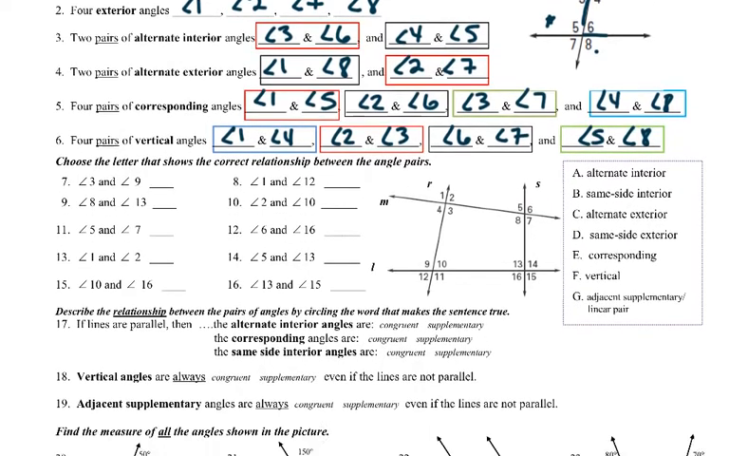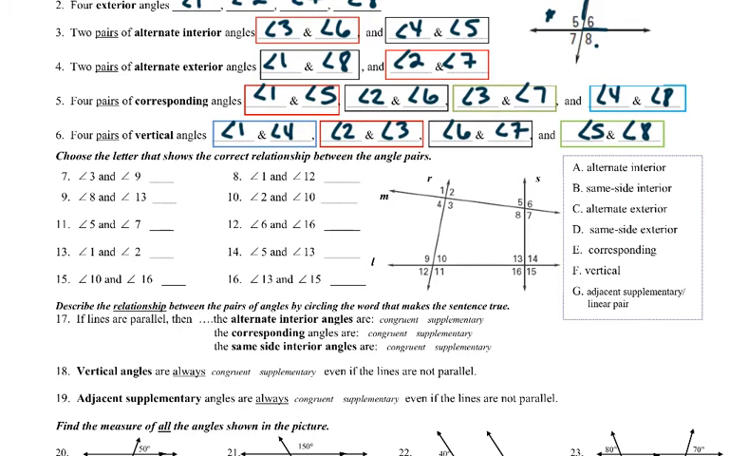If we go on to a harder picture where we've got different lines, like two pairs of lines, so now I look at angle 3 and 9, that's alternate interior, or A. Angles 8 and 13, those are same side interior, so that's D. 5 and 7 there are vertical angles, F. Angles 1 and 2 are right next door. They make a straight line, so they're G, adjacent supplementary, or a linear pair.